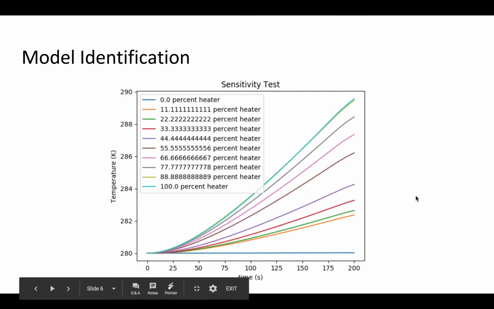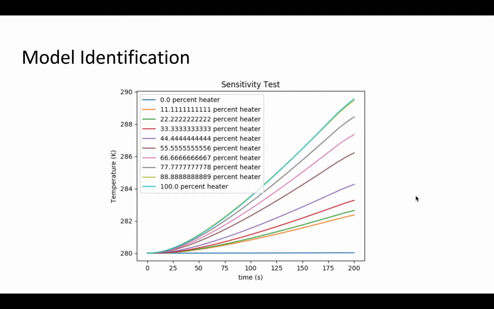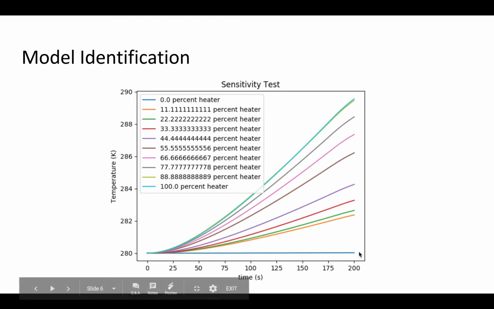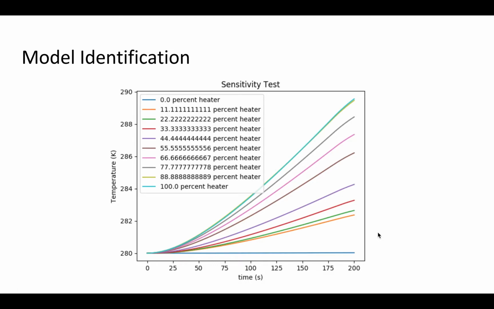We also did a sensitivity test to see how a change in the manipulated variable would affect the temperature of the windshield. And so it's obvious that at the very beginning, having the heater on versus off makes a very big difference. But also at the end, having the heater 90% versus 100% really doesn't make that big difference.